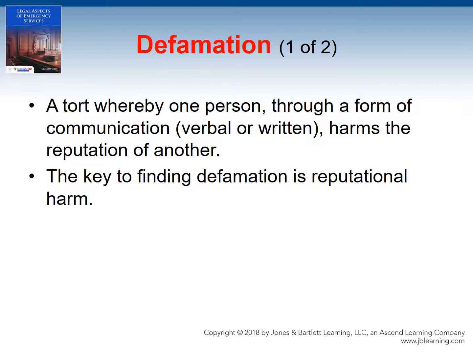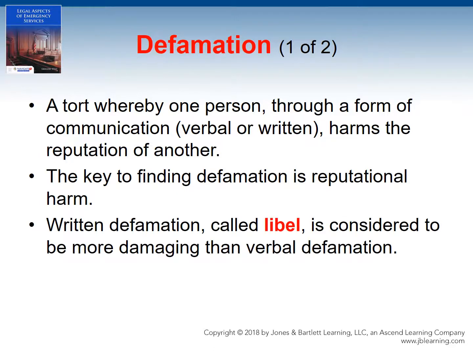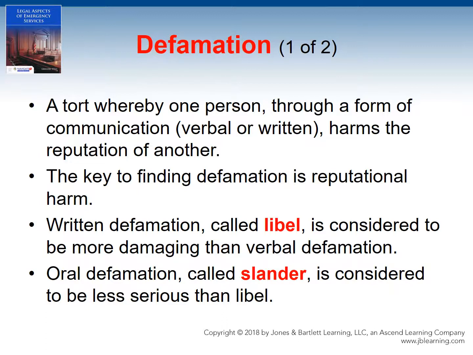There are essentially two types of defamation. The first is libel, which is based upon a written communication. As written communications are more permanent than verbal communications, libel is considered to be more damaging than slander, which is the second type of defamation based upon oral statements. To be defamatory, the communication must convey scorn, ridicule, or contempt, or otherwise lower the plaintiff's reputation in the eyes of a respectable minority in the community. Defamation can occur either intentionally or negligently.